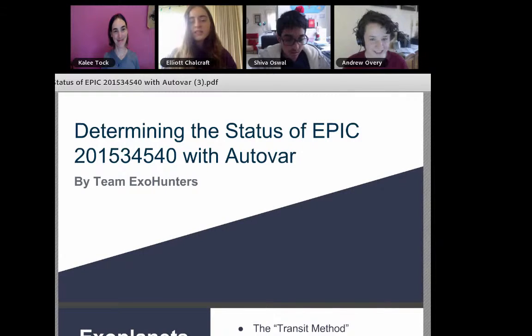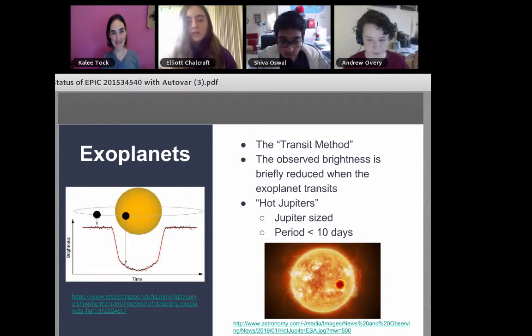Okay, so our project is about determining the status of epoch 2015344540 with AutoVAR. First thing is detecting exoplanets using the transit method. You can do this by looking at the light curve of a star. A light curve is basically the phase of a star versus the differential magnitude.